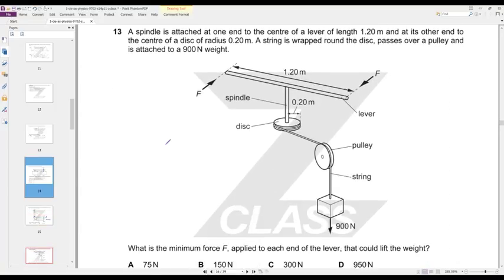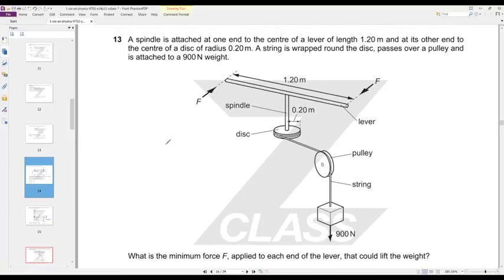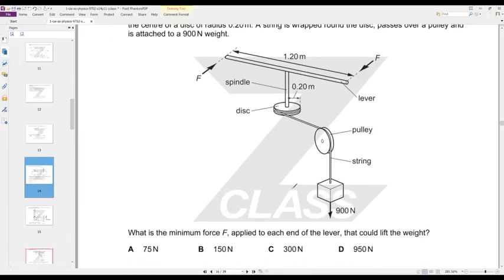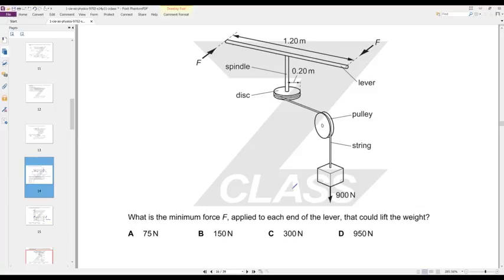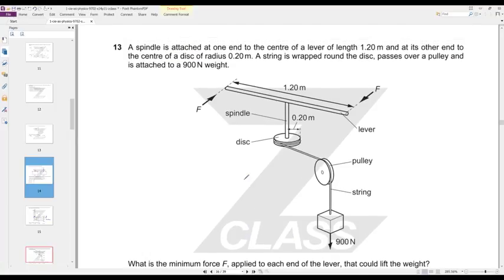Okay, we have a spindle. This is an interesting and overcomplicated diagram. We have a lever of length 1.2 meters. At its other end, the center of the disc of radius 0.2 meters. A rope passes over a pulley attached to a 900 Newton weight. What is the minimum force F applied to each end of the lever that could lift the weight?